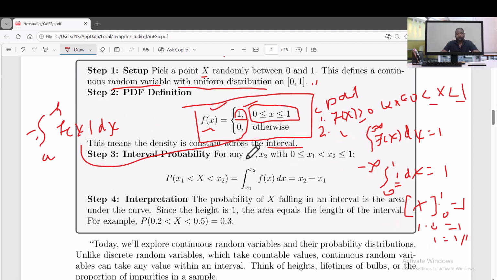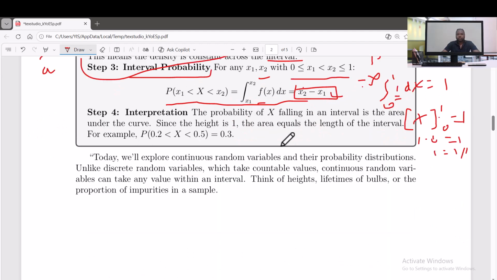The interval probability for any x1 which is less than x2, within the subset of this interval, can be computed by this formula. For this particular example, it evaluates to x2 minus x1, right? Where x2 is here, x1 is here. So how can we interpret this value, x2 minus x1? The probability of x falling in an interval is the area under the curve, right? Since the height is 1, the area equals the length of the interval. For example, the probability of 0.2 less than x less than 0.5 is 0.3. This is nothing but 0.5 minus 0.2.